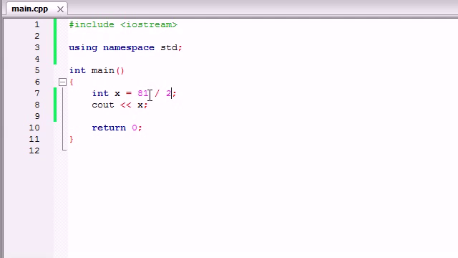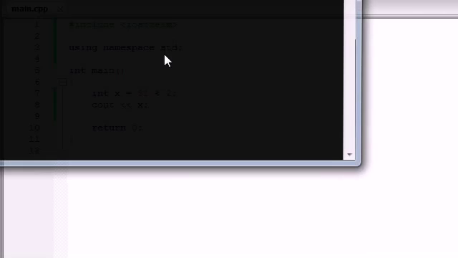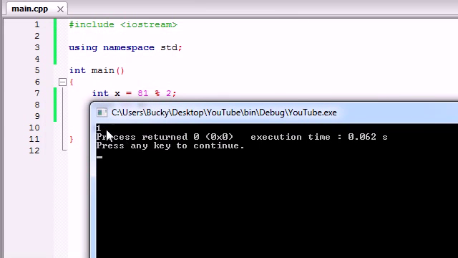So we're saying, alright, we're working with integers right here, and we don't know any other data types, so how can we get that remainder? Well, whenever we want to use the remainder, we need to use something called the modulus operator, and that is the percent sign like this. What this is going to do is give you the remainder of the answer. It's not going to say 40 remainder 1, it's just going to give you that 1. So let's build and run this, and you can see that whenever we do 81 modulus 2, it's going to give us the remainder, which is 1.